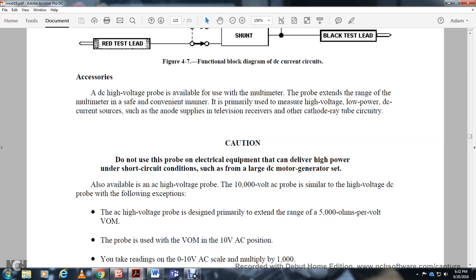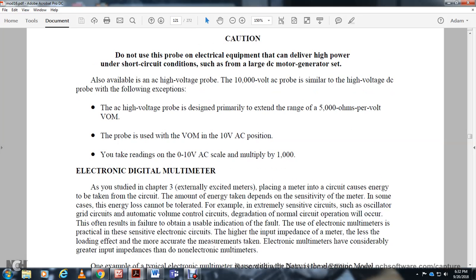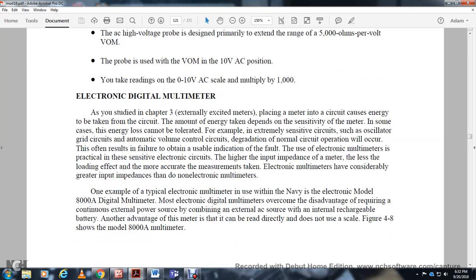The high AC voltage probe is designed primarily for 5,000 ohms per volt milliampere. The probe is used with the volt milliampere and 10 volt AC position. You take the reading on the 0 to 10 volt AC scale multiplied by 1,000. Electronic digital multimeter.